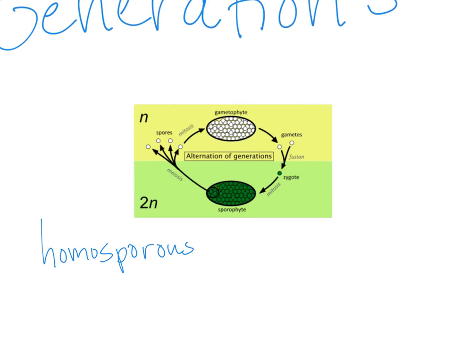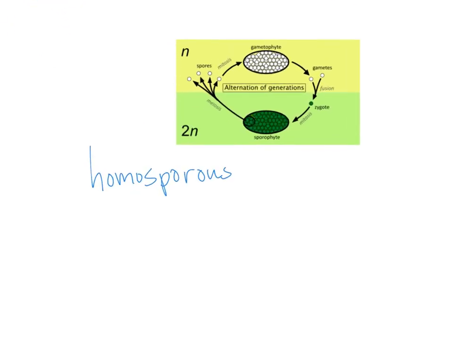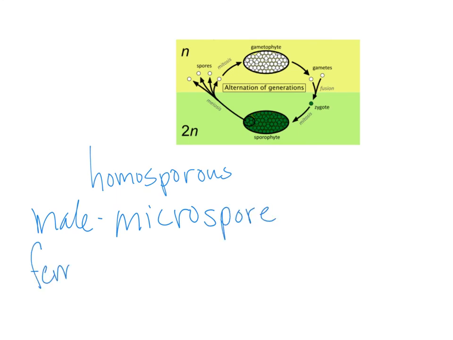The other option is that plants can produce spores that are either male or female. If that is the case, obviously it's not a homosporous plant, then the male spores of the plant are known as microspores, while the female spores are known as megaspores. So write that down. The male form of the spore is known as a microspore, while the female is known as a megaspore.